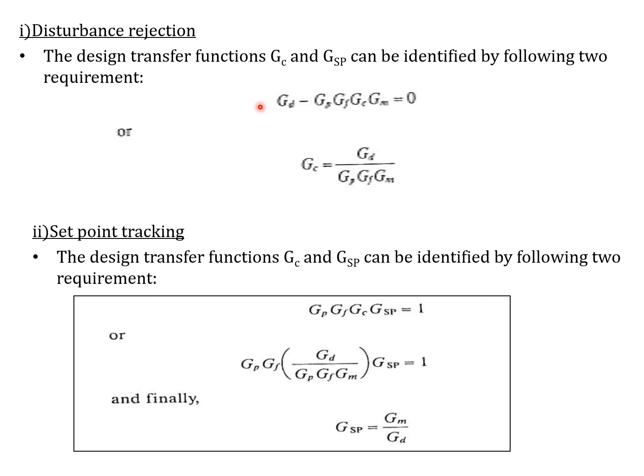Which means GC is GD over GF times GM. For disturbance, it has to be 0; this cuts out the second part of the equation in the previous slide. And for set point tracking, this one has to be 1, so that the output follows the set point. For this to be 1, you get GSP equals GM over GD. Looking back at the equations in the last slide, this is what it's supposed to be.